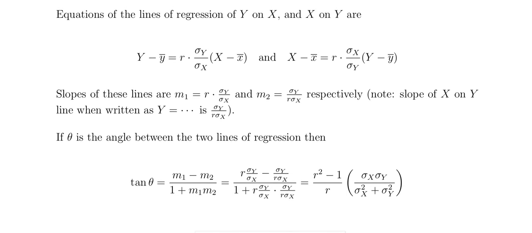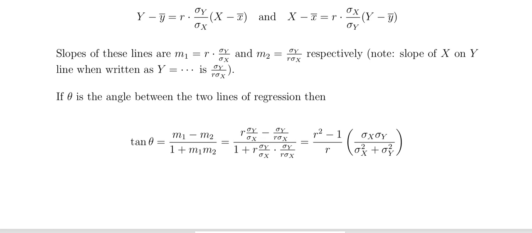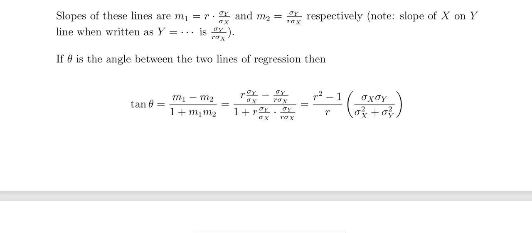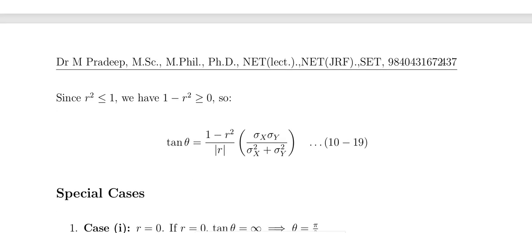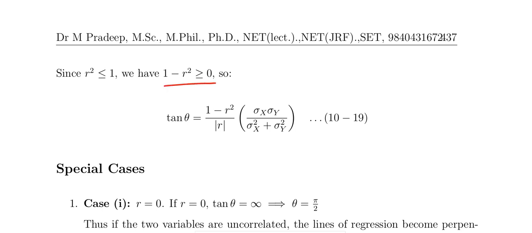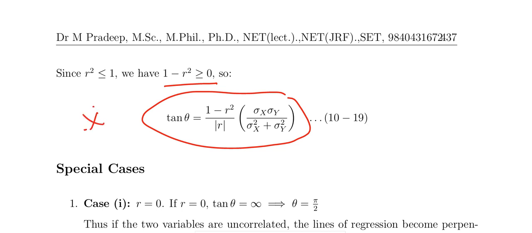Now, the angle between the two lines of regression. How to find the angle between the two lines of regression? That is also a very important one. The angle between the two lines of regression: tan theta equals (r square minus 1) divided by r, into sigma x sigma y divided by (sigma x square plus sigma y square). This is the tan theta, the angle between the two lines of regression. Since r square is less than or equal to 1, 1 minus r square is greater than or equal to 0. That is very important.